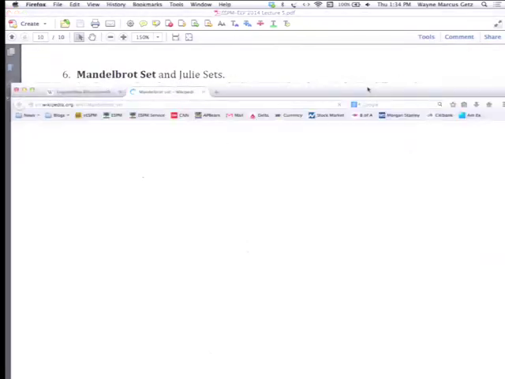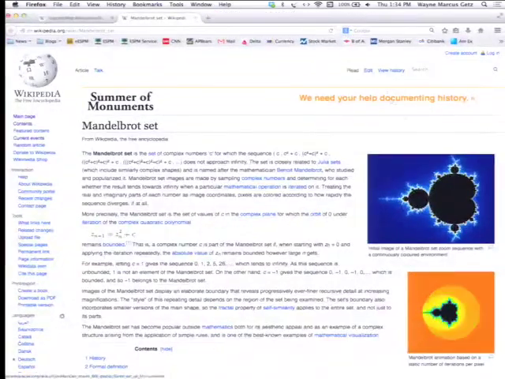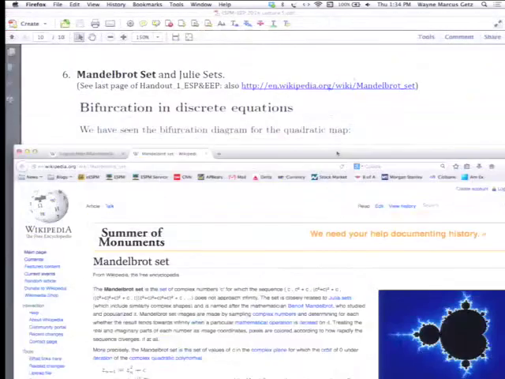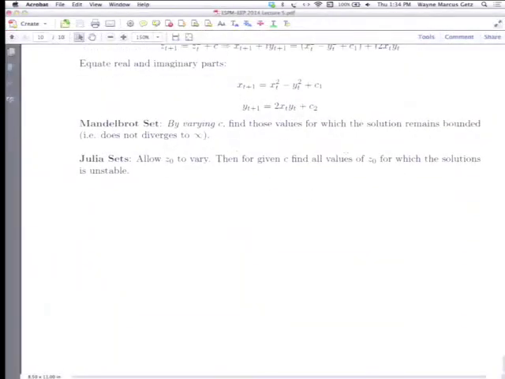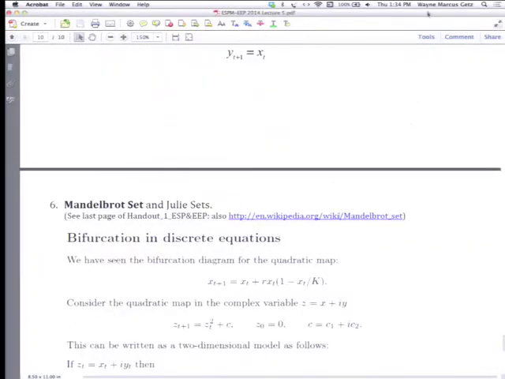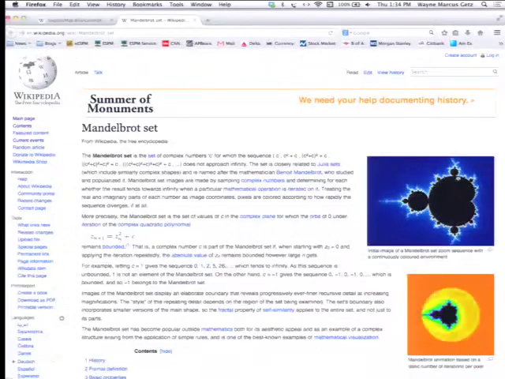Okay, so let's go to the Mandelbrot set here. This Mandelbrot set looks like this object. This object contains all the points where if you start out, well, let's see, I've got the rules here for the Mandelbrot set. By varying the value of C, find those values for which the solutions remain bounded. So that is, the solutions don't grow to infinity. All the values of C, of C1 and C2, so if you're looking here, you've got a C1 and a C2 axis, lie inside the set, which has this potato-like look.